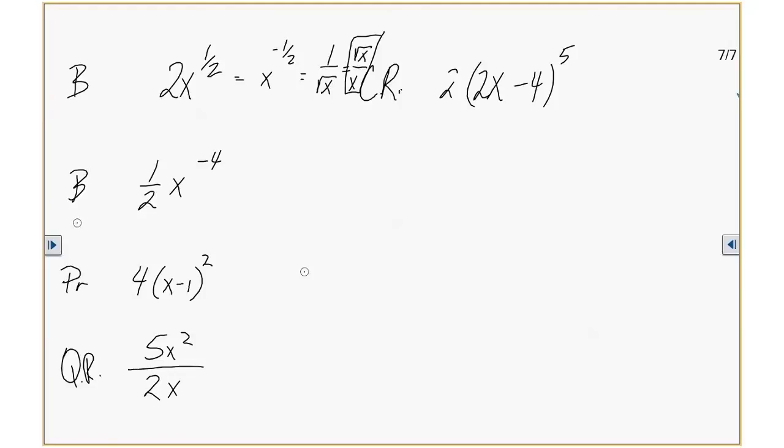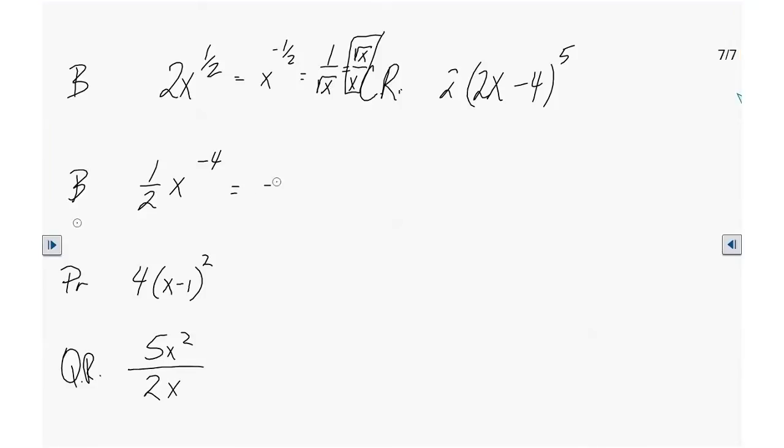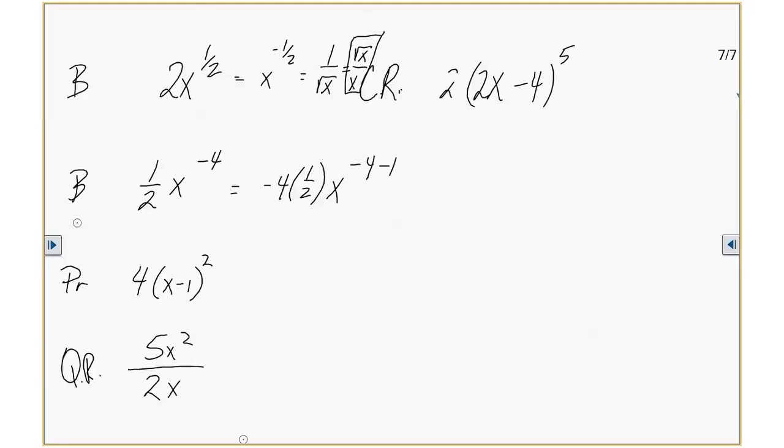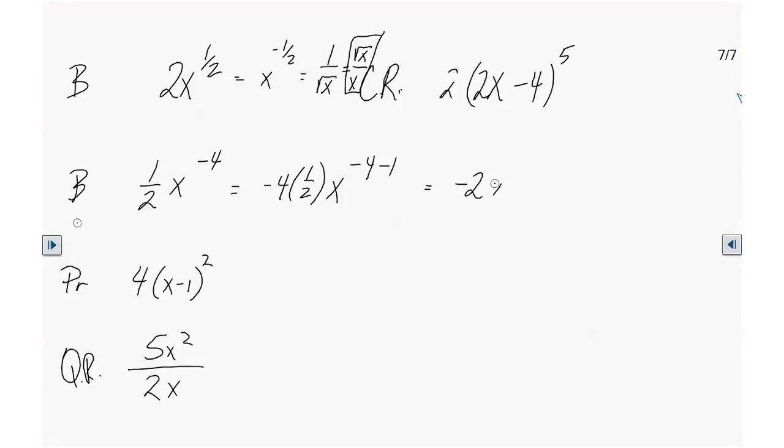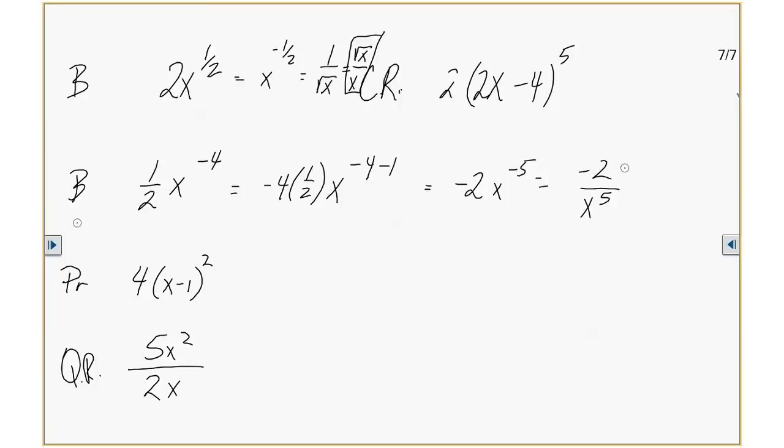We might as well just come to the conclusion. Negative 4 times 1/2 x to the negative 4 minus 1. What's half of negative 4? Negative 2. That's right, class. x to the negative 5th, which is equal to negative 2 over x to the 5th.